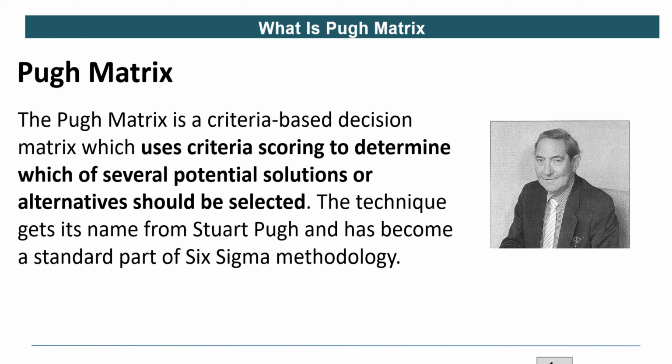In this series, we are seeing tools that are used in design methodologies of Lean Six Sigma like DMADV or in the improve phase of a DMAIC project. As part of this series, in this video, we will understand about Pugh Matrix. Let's get into the video.